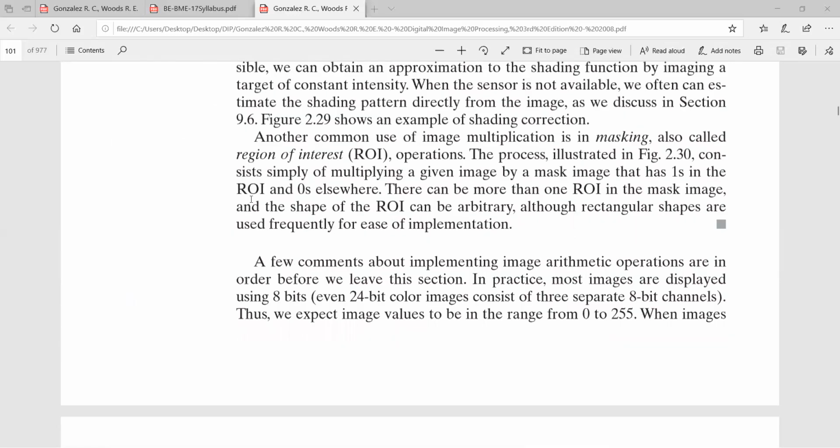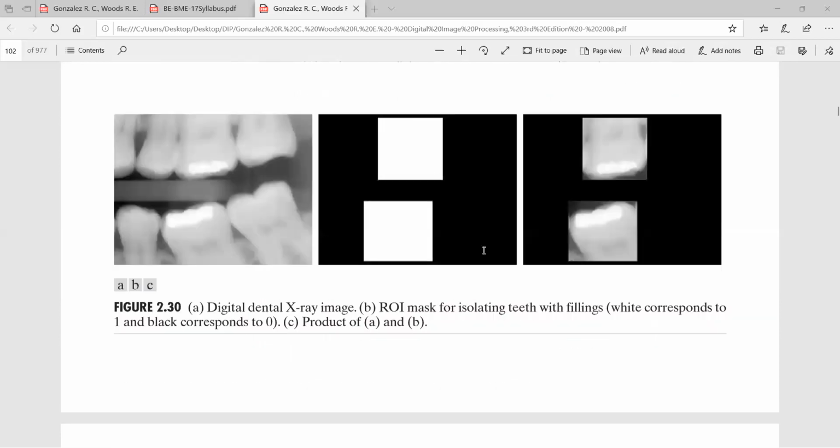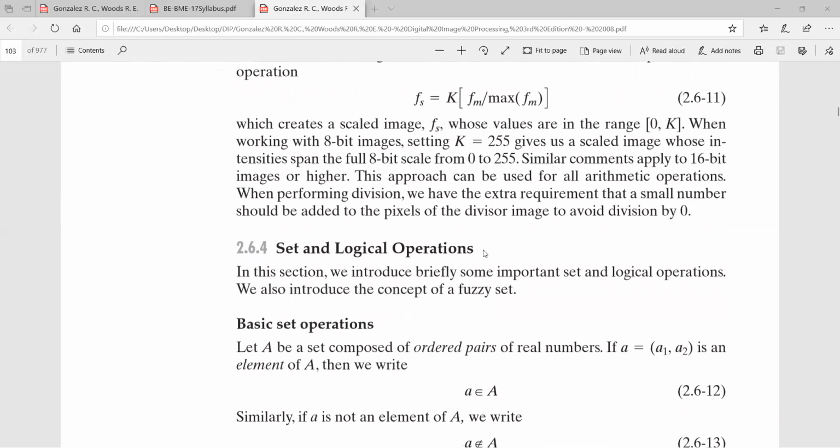So the process consists of multiplying a given image by a mask image that has ones in the region of interest and zeros elsewhere, and there can be more than one ROI in the mask image. The shape of the ROI can be arbitrary, but most of the time rectangular shapes are used frequently for the ease of multiplication. So this completes the module.